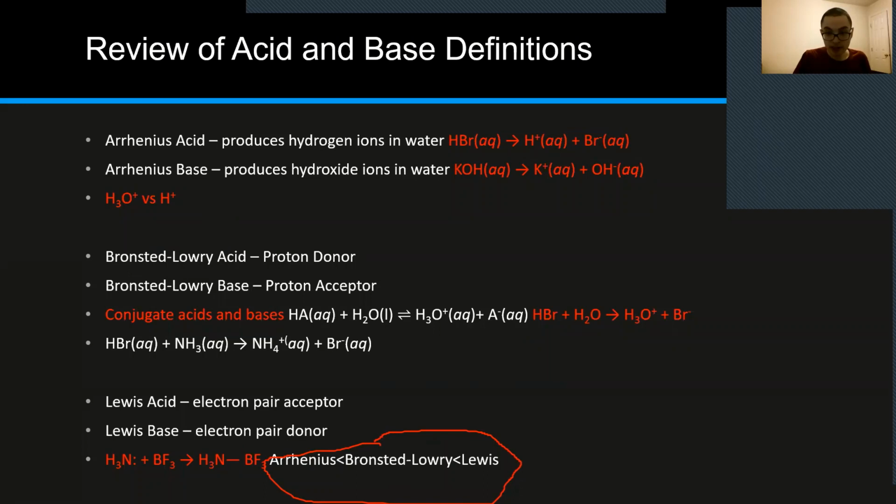Right? It's like the square and the rectangle. All squares are rectangles, but not all rectangles are squares. So all Arrhenius acids are also Bronsted-Lowry acids and also Lewis acids. All Bronsted-Lowry acids are also Lewis acids, but not vice versa. We can have Lewis acids that are not Bronsted-Lowry acids and are not Arrhenius acids.